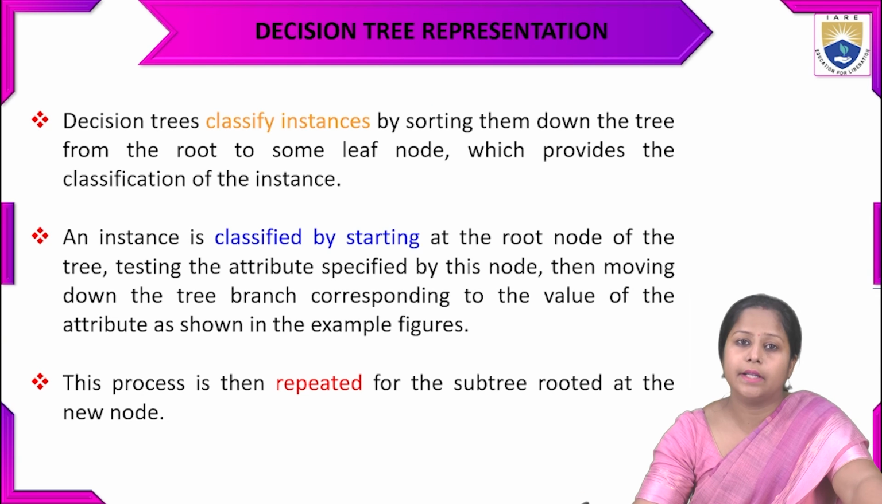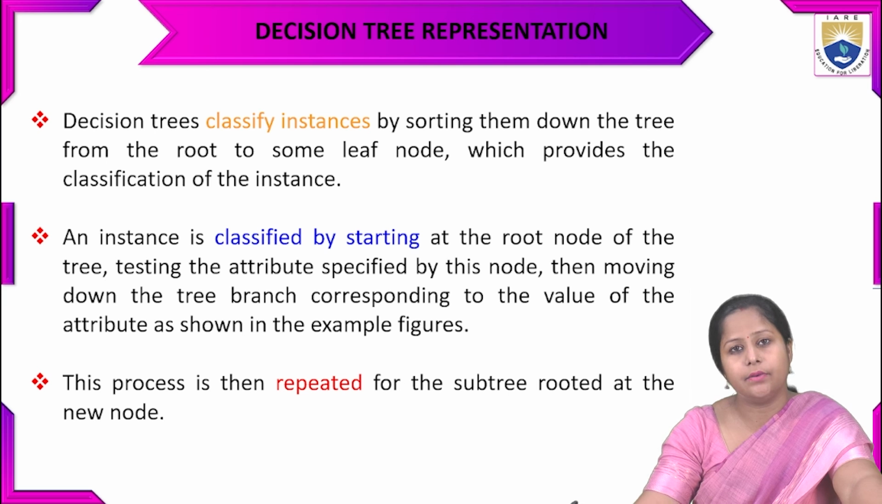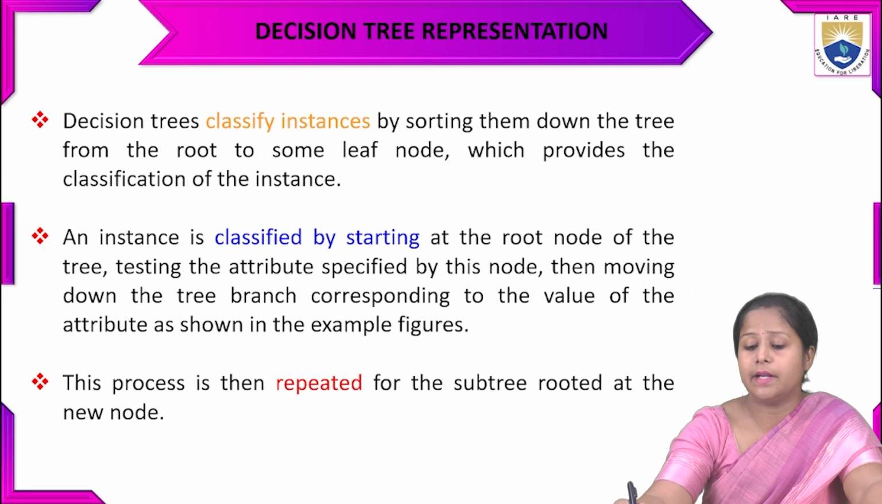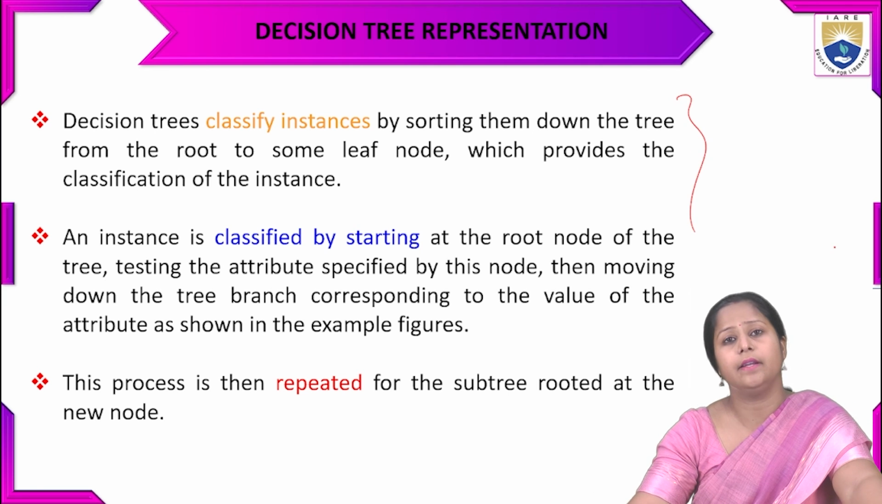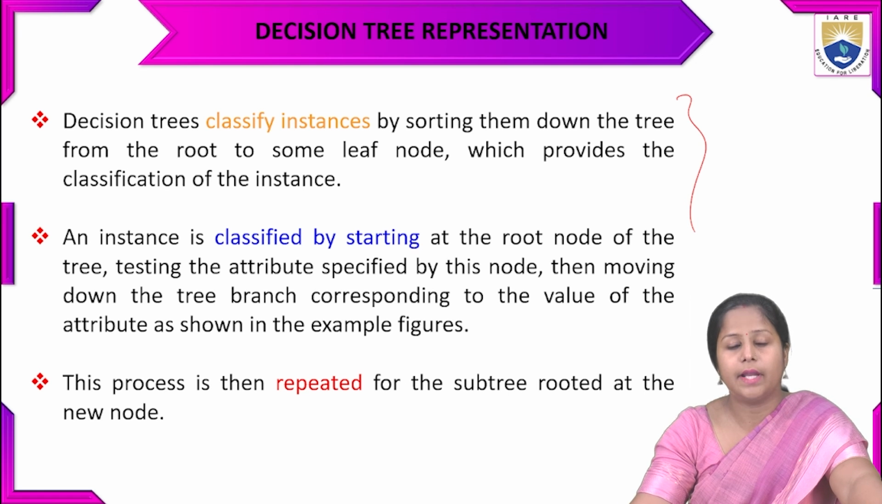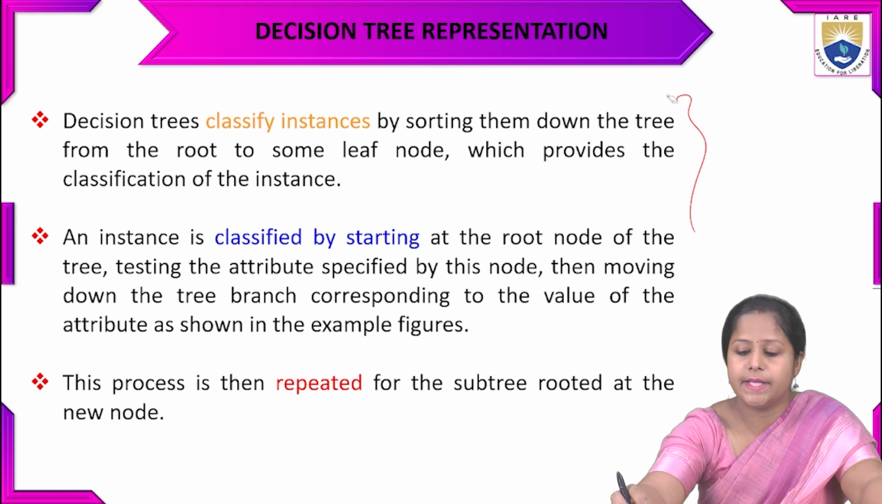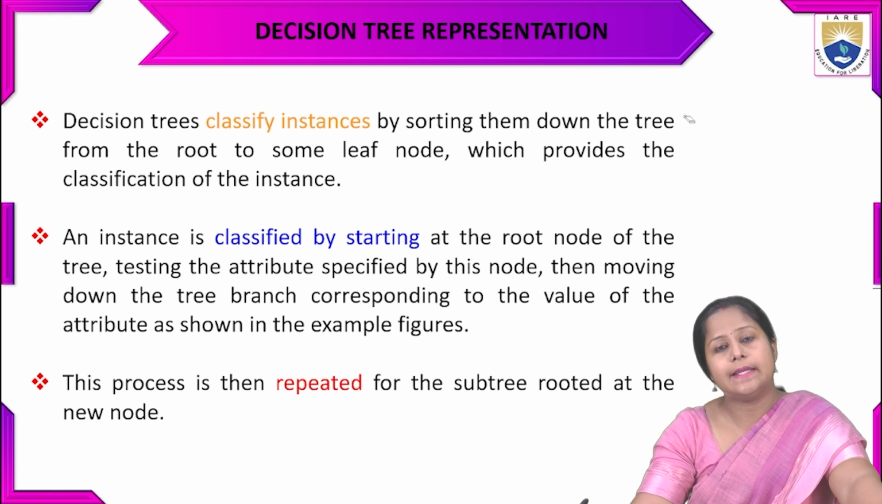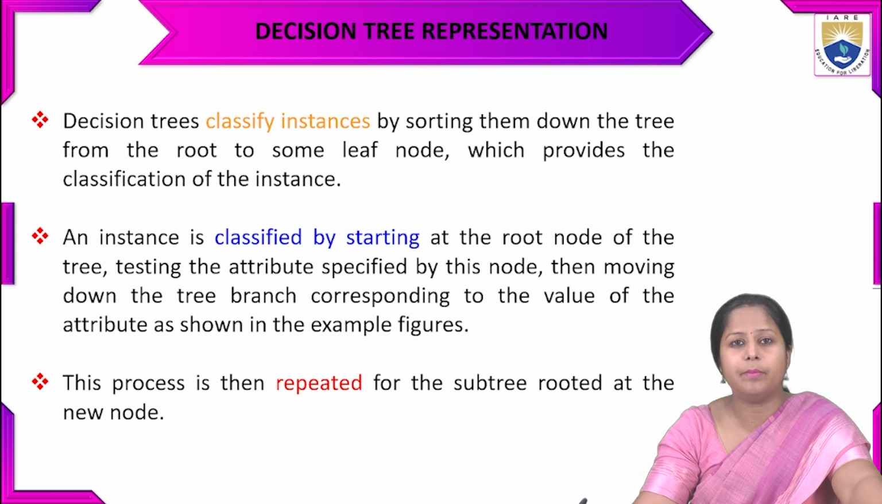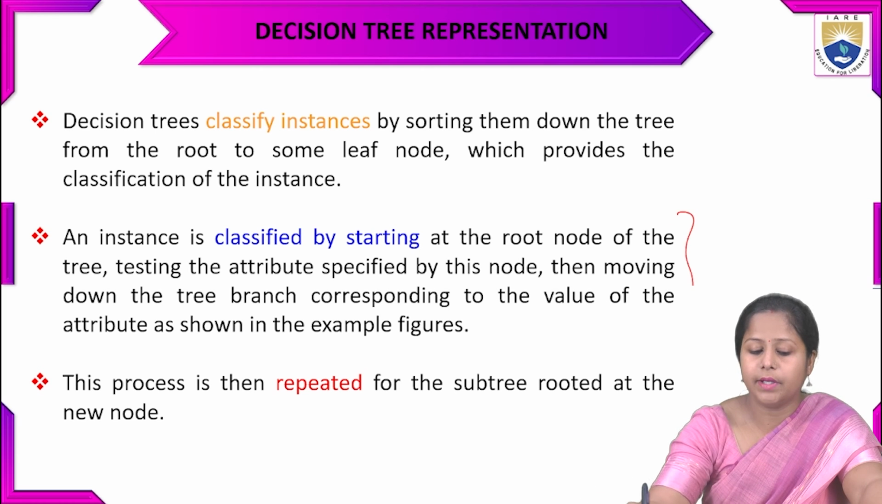Now, what is decision tree representation? Basically, the decision tree classifies instances by sorting them down from the root to some leaf node. That is the descending order which provides the classification of the instance. The instance is classified by starting at the root node of the tree.